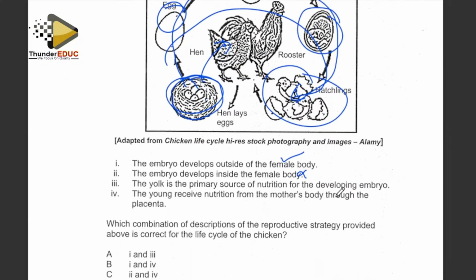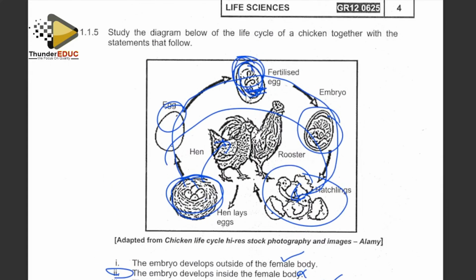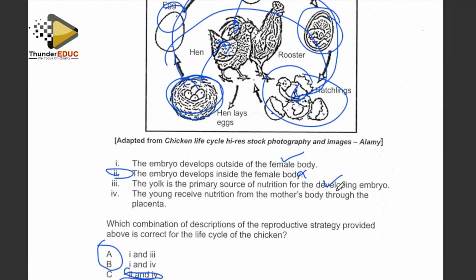So now we use our elimination method. What we said all along, whenever there is "now 2", the answer is wrong. So this one goes out, and this one also goes out. So the answer is either A or B. The yolk is the primary source of nutrients. Yes, because it is outside the female's body. This is correct. The young one receives nutrients from the mother through the placenta. How can it receive it through the placenta when the baby is not inside the mother? So 4 is also wrong. Where there is 4, it is also wrong. This is wrong.